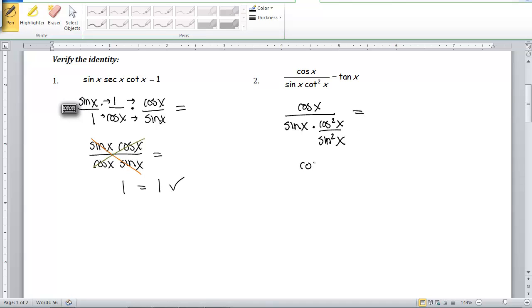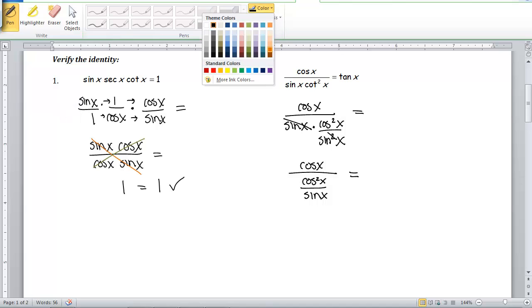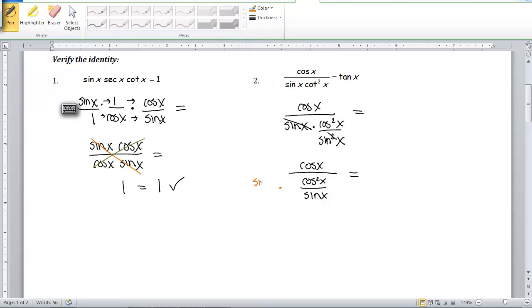If I simplify that denominator, I notice that this sine can cancel with one of the sines in that denominator. And so my new denominator is just cosine squared over sine. Whenever we have a fraction within a fraction, we want to multiply the denominator and the numerator by the reciprocal of the denominator. Here that reciprocal is sine divided by cosine squared. Again, the point behind this is to completely cancel out that first denominator.